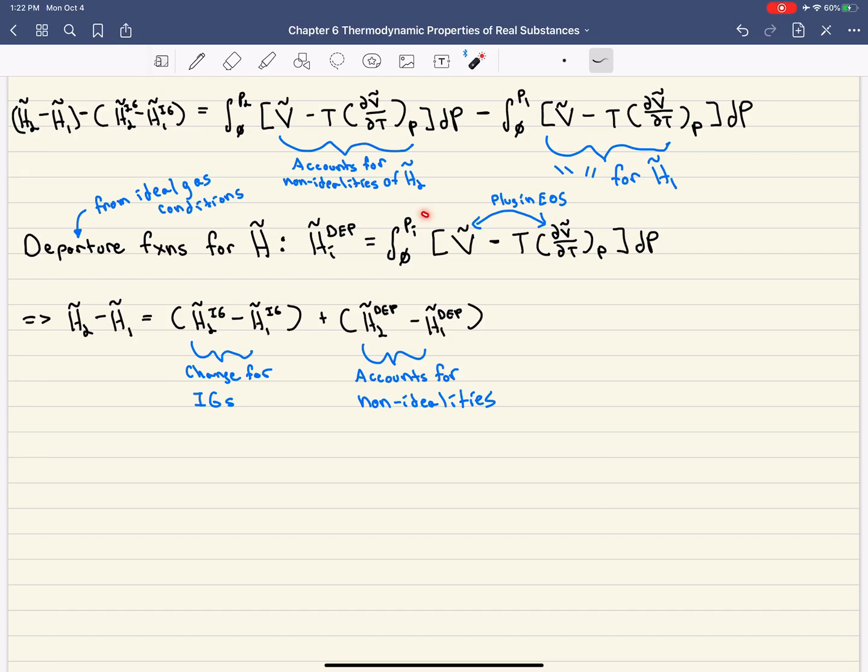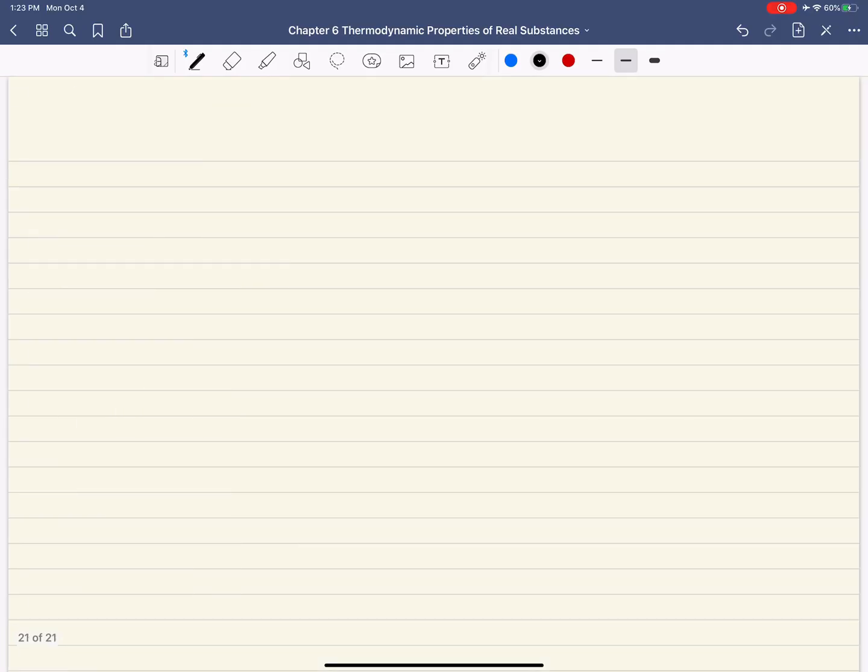Alright, and so here, this was the basic form of a departure function for enthalpy. In this last video, I just want to make some departing comments about departure functions. At least in the literature, you'll also hear departure functions referred to as residual functions. It's a different name, but these are the same exact thing.